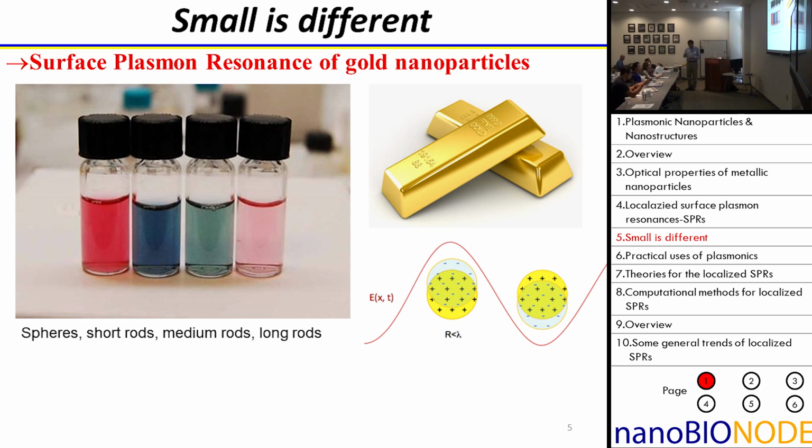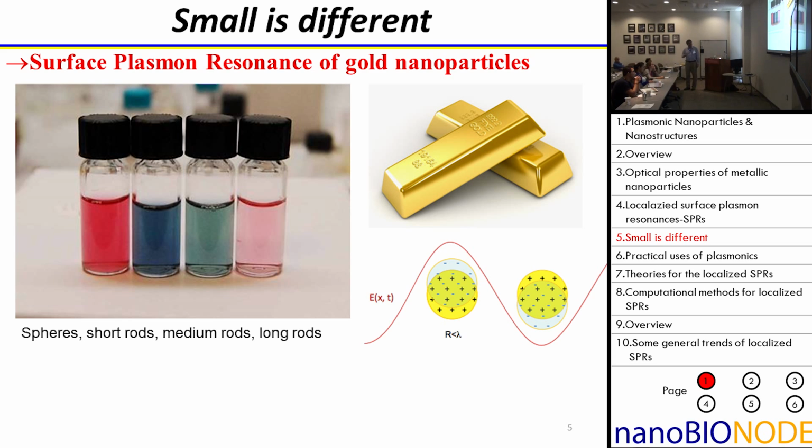So you all know how a bulk piece of metal like gold looks, right? This is to remind you here. But if you look at dispersions of colloidal metal nanoparticles in some solvents like water or organic solvents, they would look quite a bit different. And the appearance, moreover, would also be different depending on the size and shape of those particles, right?